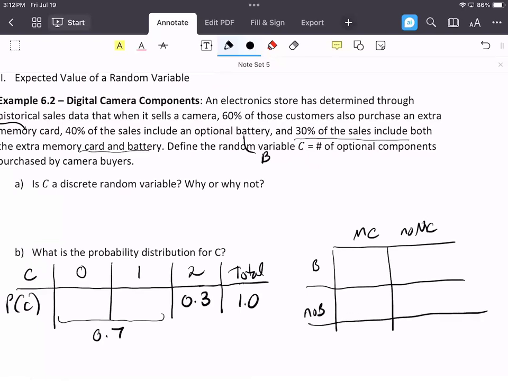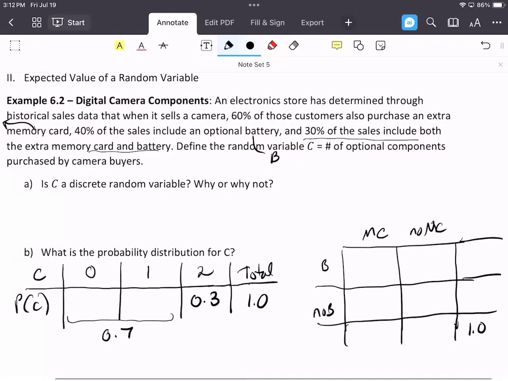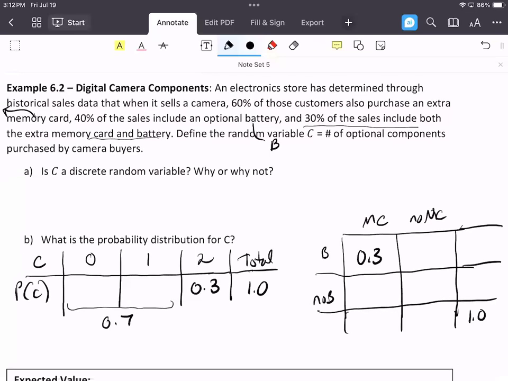And we know in this bottom corner here, to be valid, the probabilities have to total, the row across has to total 1 and the last column has to total 1. And what do we know? Well, we know that 30% bought one of each, so they bought both. That's given to us. Perfect. It says 60% of those customers also purchase an extra memory card.